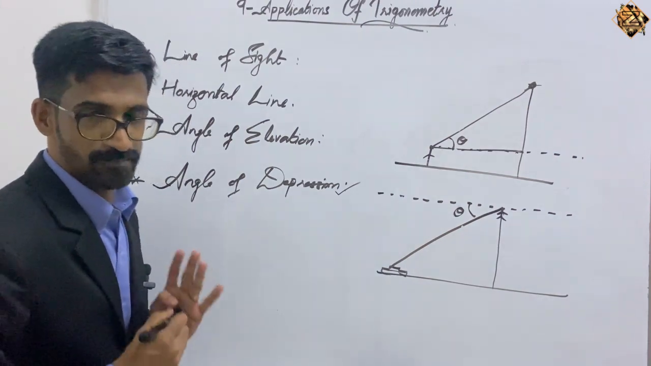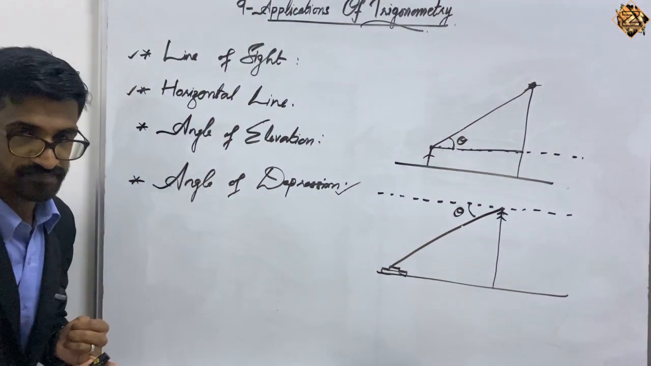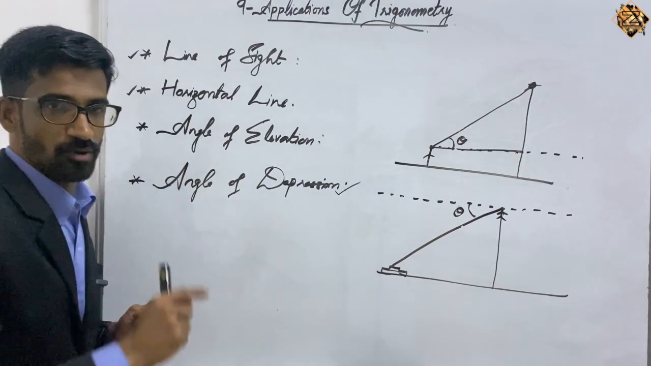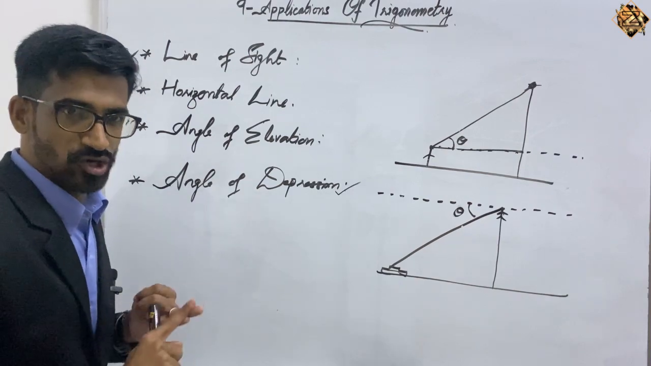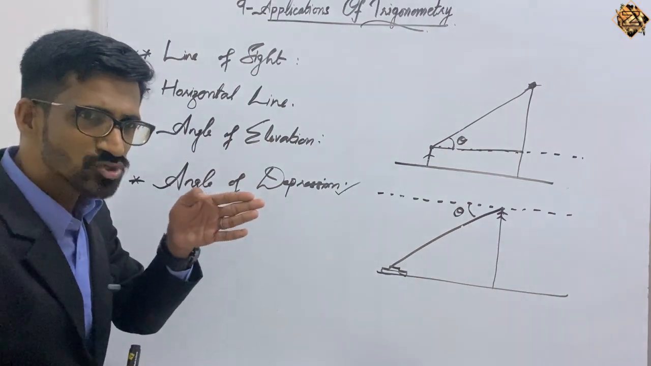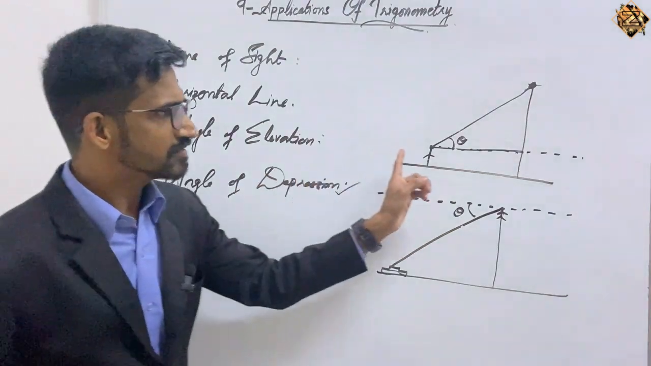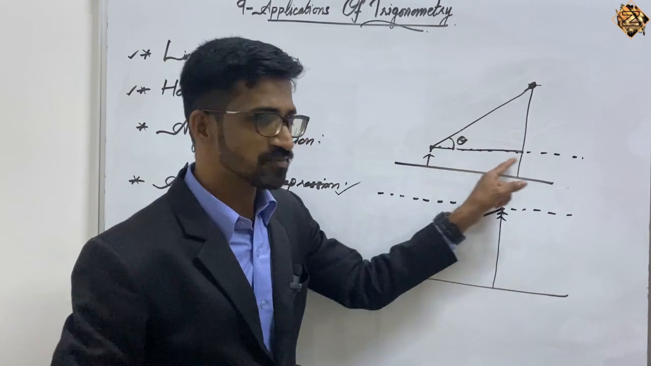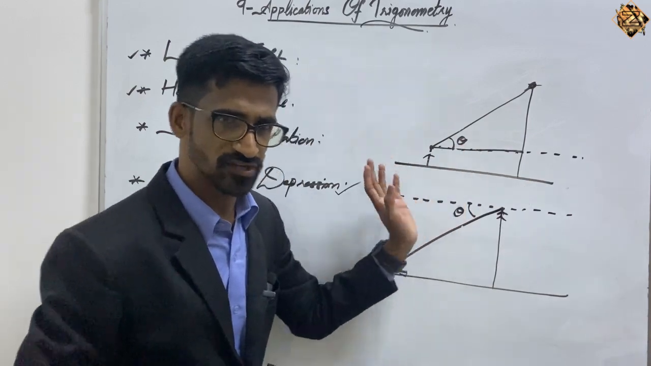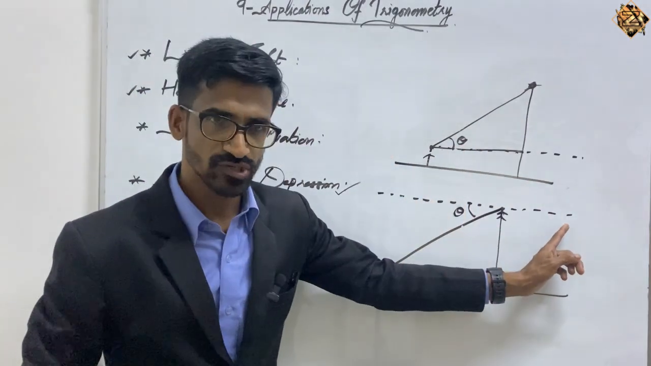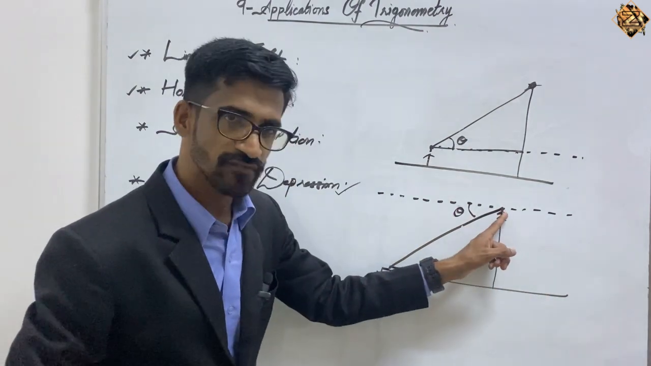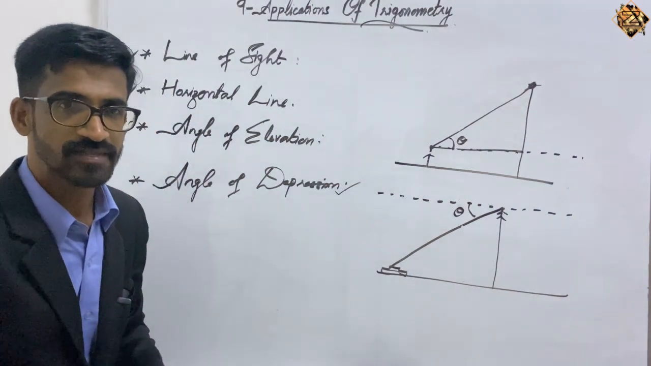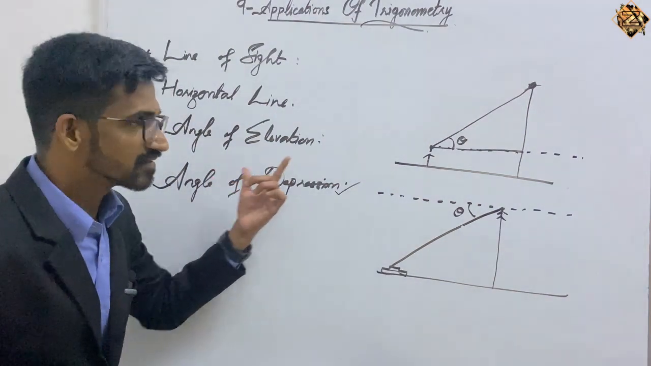So the four important terms are line of sight, the line drawn from the eye of the observer to the object, isn't it? Horizontal line, the line parallel to the earth's surface, and which is drawn through the eye of the observer. So here this is a horizontal line which is parallel to the ground, the earth's surface, and through the eye of the observer. Okay, now angle of elevation, understood, right?